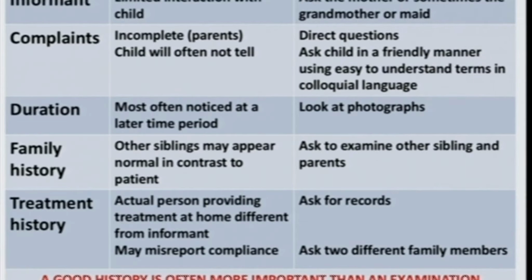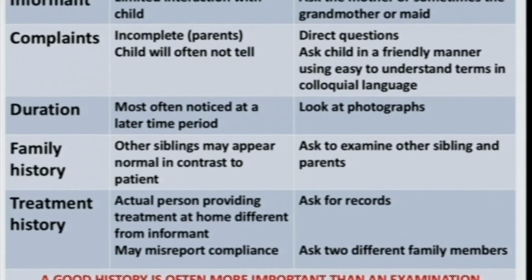The other is the complaints. A child can't usually tell the complaints, so the parents or the informant will tell them, and they're often incomplete. So it's important that you do some direct questioning. Does the child rub the eyes? Do the eyes get red? Does the child tend to rub one eye more than the other? Some direct questions are very important. And you can always ask the child in a local, friendly manner. A lot of children, even young ones, will be able to give you some idea that they're feeling some pain, some itchiness or the other. That's a very important thing that you need to look at.